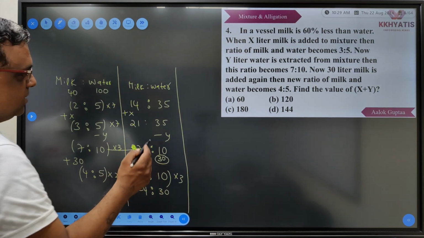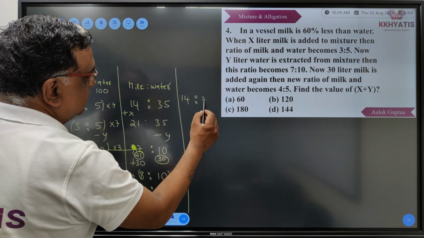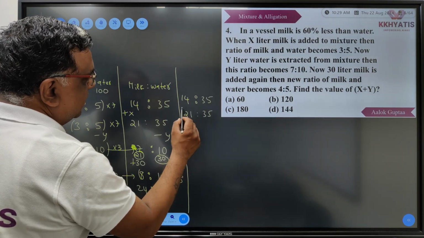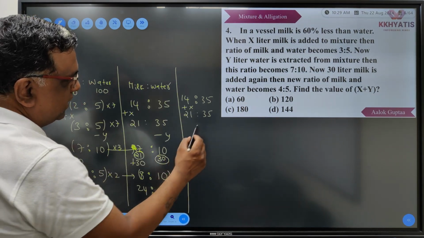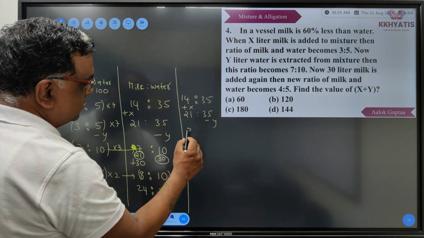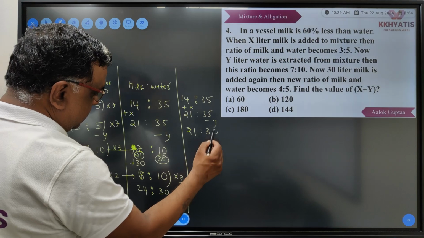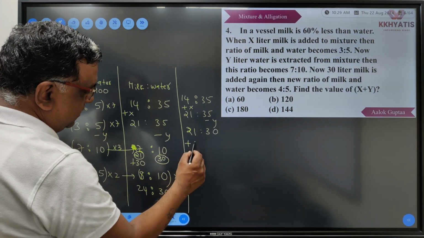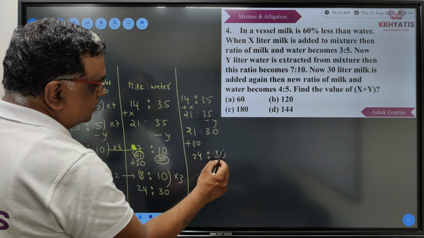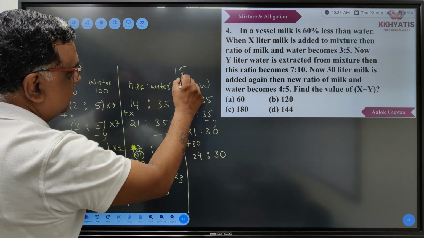So let us write this again in a proper manner. This is 14:35. This is 21:35. After adding x, after removing y, it became 21:30. And then I added 30 here, it became 24:30. So this is my final milk and water. This is my final scenario.